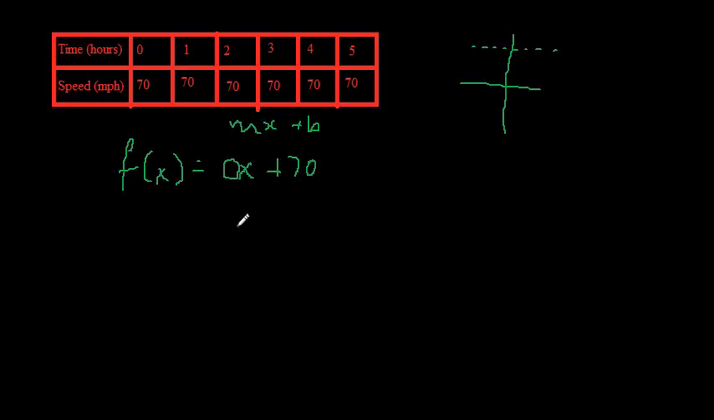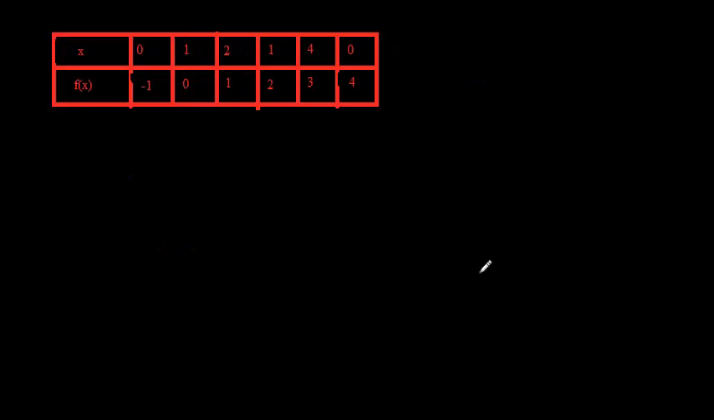Now this is kind of a weird way to write our function, so let's simplify that. We don't put 0x here because 0 times x is 0, so this is just f of x equals 70. So regardless of what time I'm at, whether I'm at 2 hours into my drive or 5 hours into my drive, my speed is always the same at 70. So this is a function of my speed given how long I've been driving. Let's check with this now.